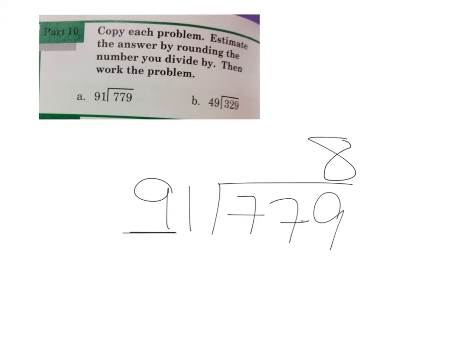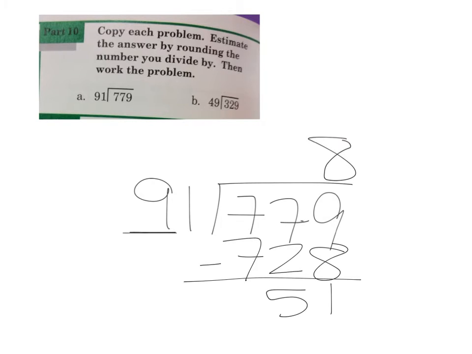So 8 would be a pretty good place to start. Then this is where I do my 8 times 91, and I figure out 8 times 91 is 728, and I do my subtraction. When I do my subtraction, I've got 51. I don't have any more numbers to divide in here, so my 51 goes up top as a remainder. So I've got 51 over 91. So for A, you should have 8 and 51 over 91.